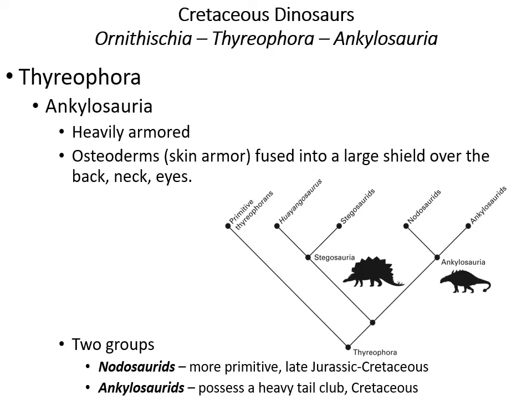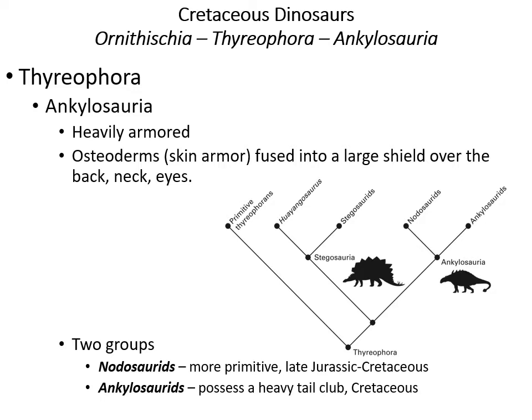So to revisit Thyreophorans, remember, these are our armored dinosaurs. So the stegosaurs had the plates and the spikes on their backs. Ankylosaurs are essentially walking tanks. They're very heavily armored. They have huge, thick osteoderms, or bony skin armor, fused all over their back into something that almost looks like an armadillo shield. Even on their eyes, they had armor over their eyes. And many of them also have a big club at the end of their tails.